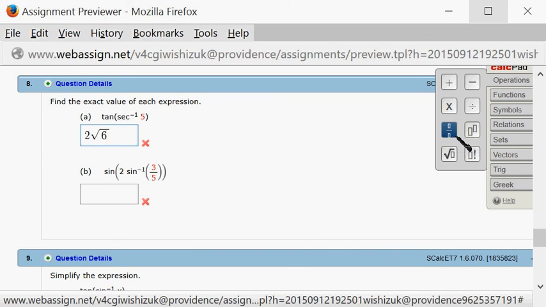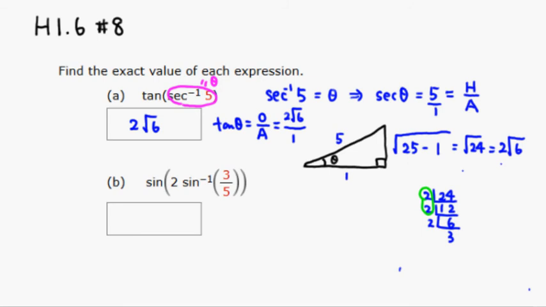Alright, so let's look at part B. If we have arcsine here, I'm going to call this guy theta. So we have arcsine of 3/5 is equal to theta. Like before, we're going to rewrite it in terms of sine. So we have sine of theta is equal to 3/5. The definition of sine is opposite over hypotenuse.